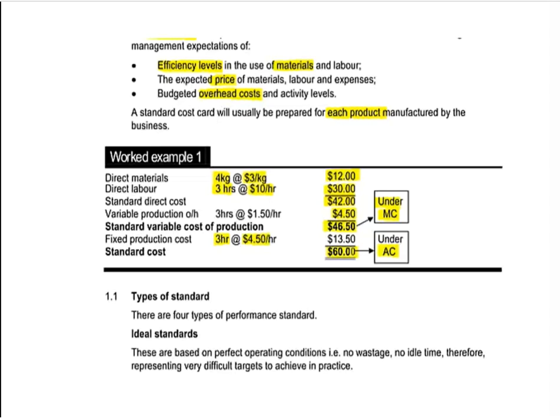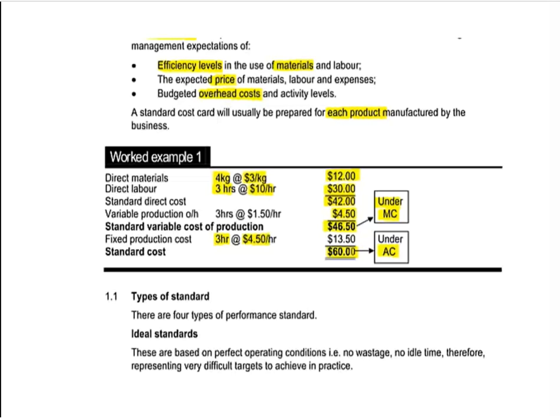What this means then is that management thinks that the cost of producing 1 extra unit is $46.50. That could be useful for short-term decisions, such as if you have spare capacity and want to decide if you should make an extra unit.